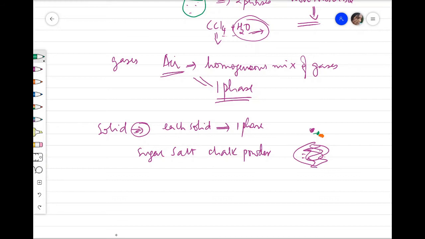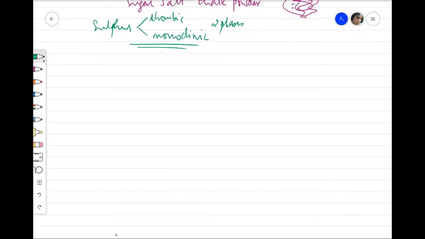Okay, even if you take sulfur, sulfur has two forms, rhombic and monoclinic. Here, if you ask how many phases, it is 2 phases. So even the allotropic forms are different; however many there are, they all will constitute separate phases. Okay, so that is about the definition of phase.